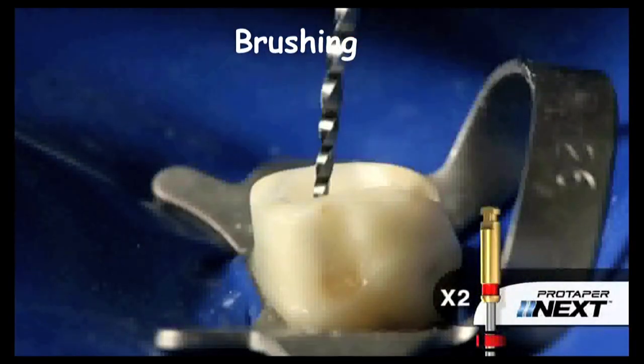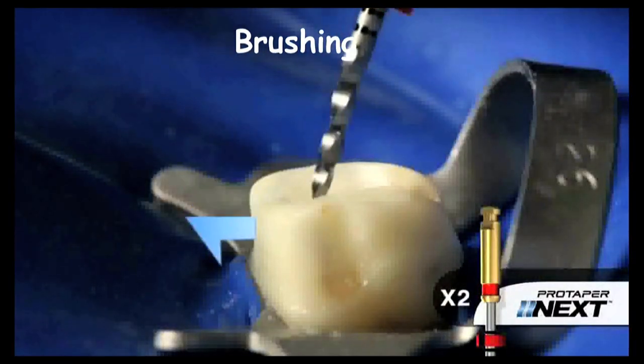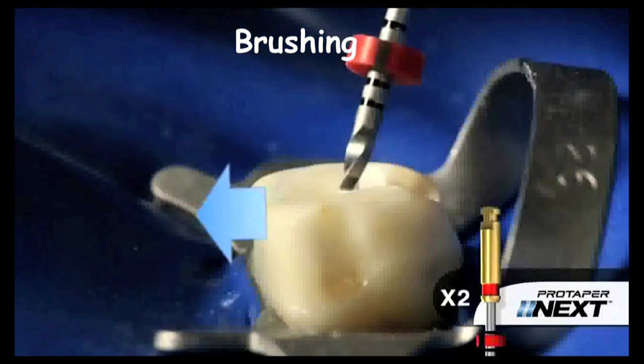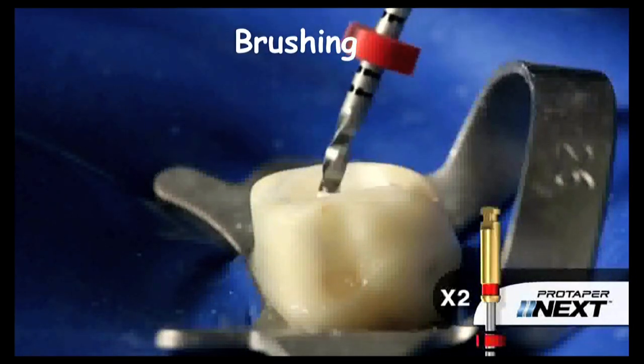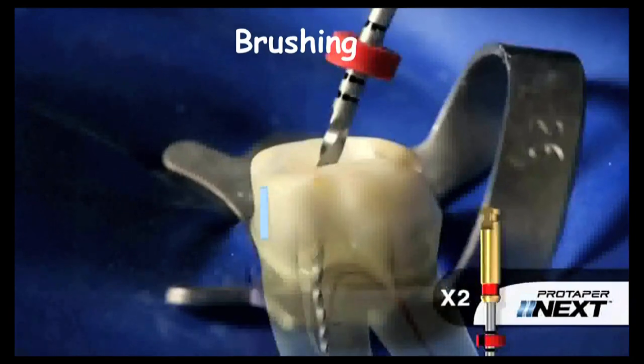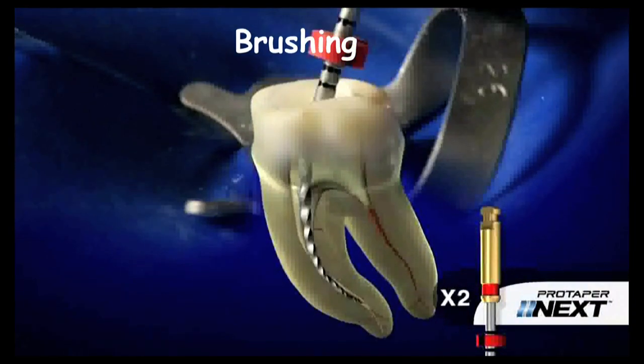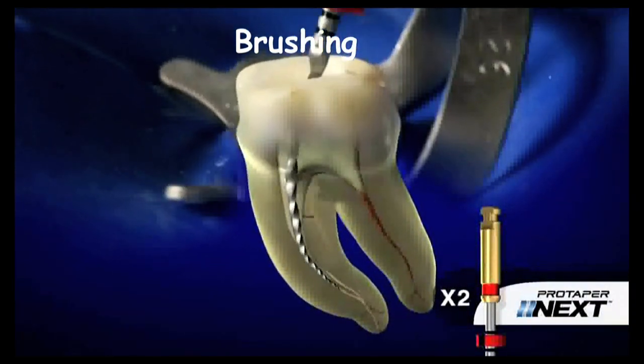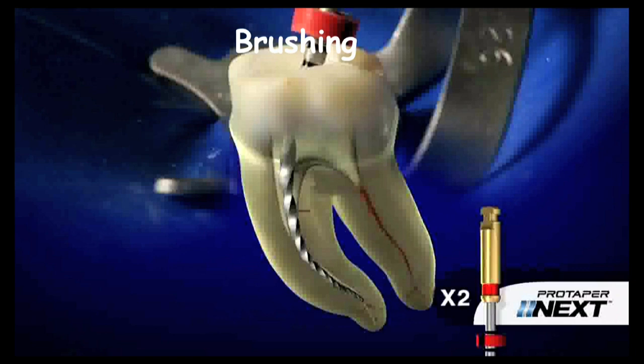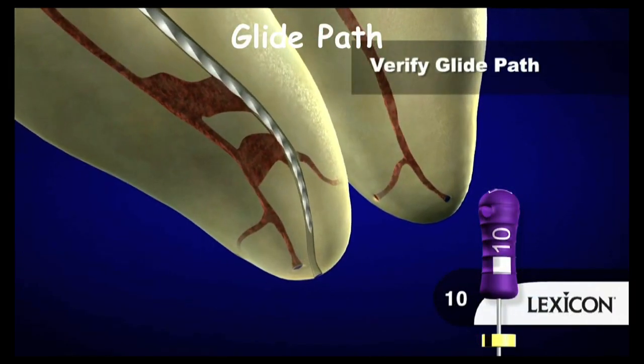And notice here from a side view also the brushing. You can see the shaft of the instrument is bent as if you were truly painting the wall in your home. And notice again, it's freeing the instrument to easily fall deeper. Validate and verify the glide path.